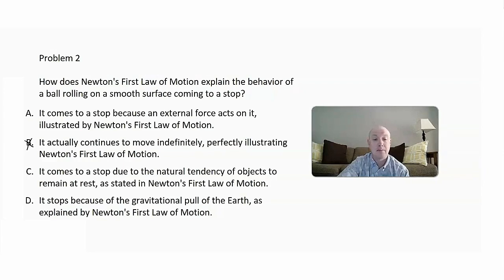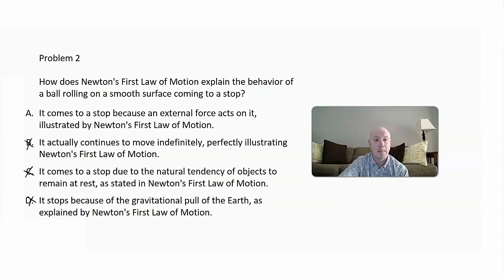Choice C, it comes to a stop due to the natural tendency of objects to remain at rest. Well, objects can either remain at rest or in motion unless acted upon by an outside force. So it's not their natural tendency to remain at rest. It depends on what outside force is impacting it. So that choice C is eliminated. Choice D, it stops because of the gravitational pull of Earth as explained by Newton's first law. Newton's first law does not talk about gravitational pull at all.